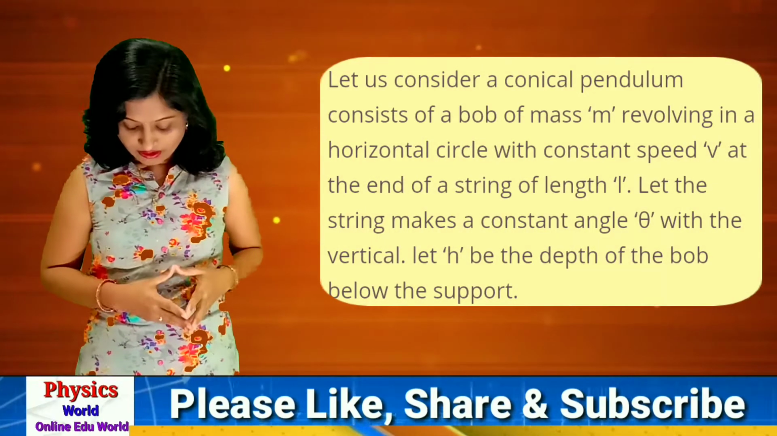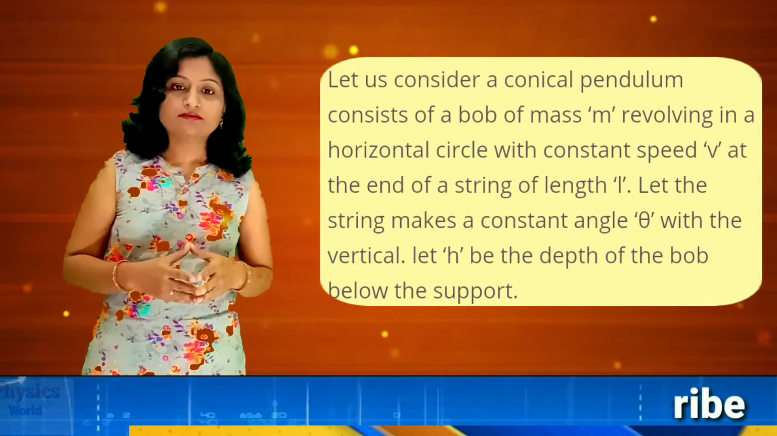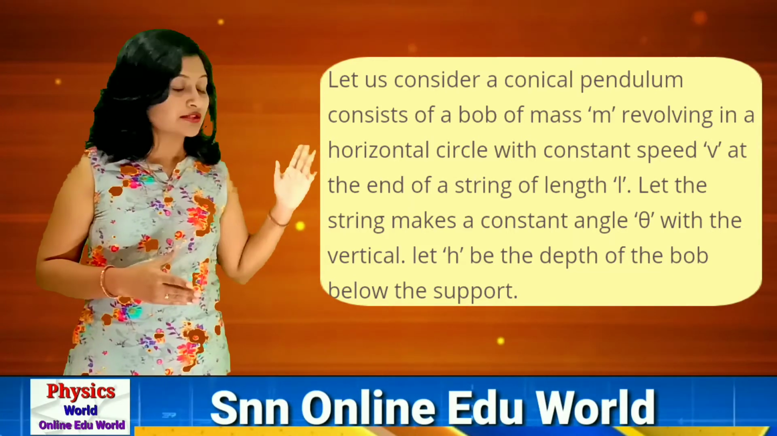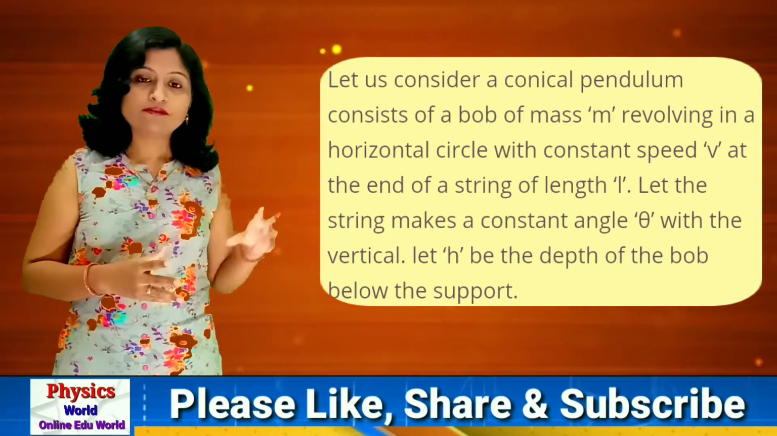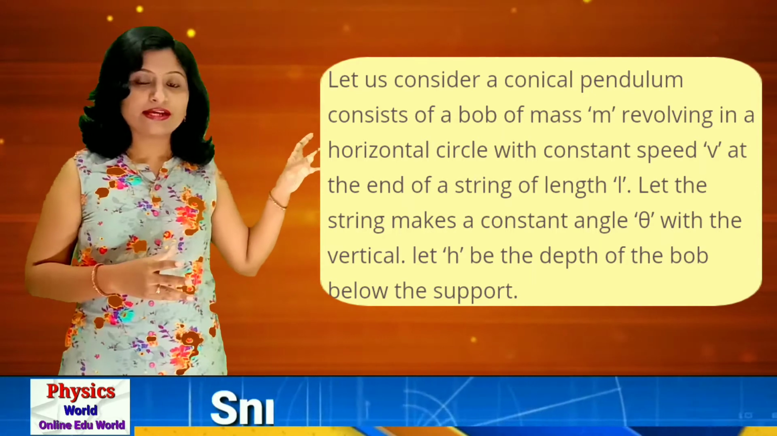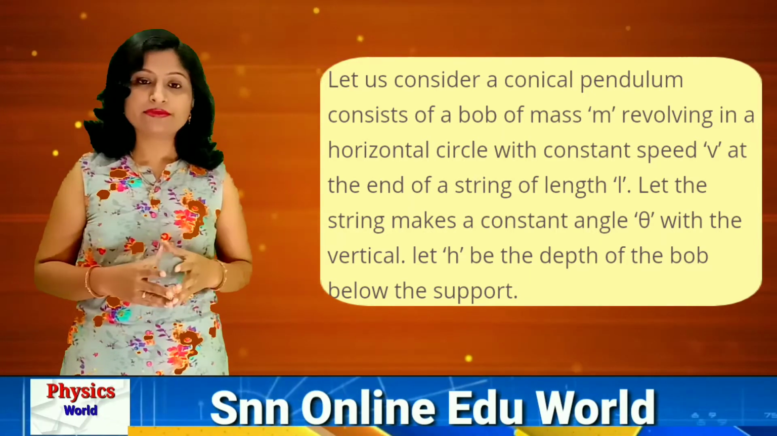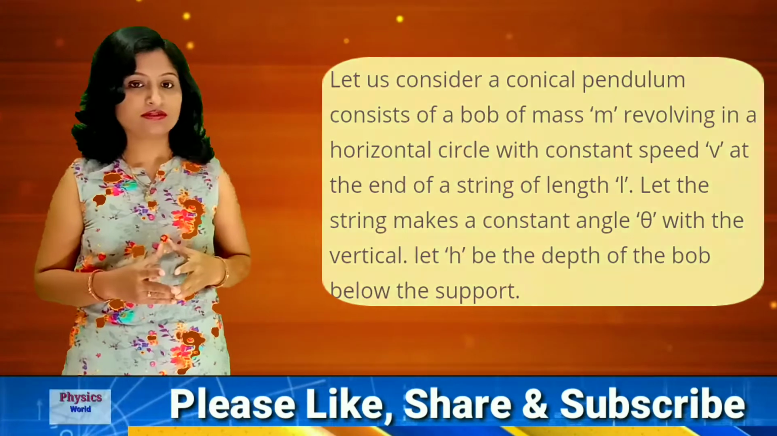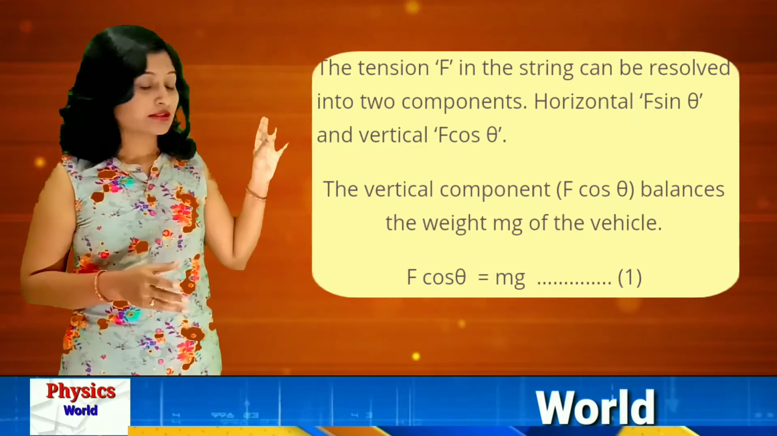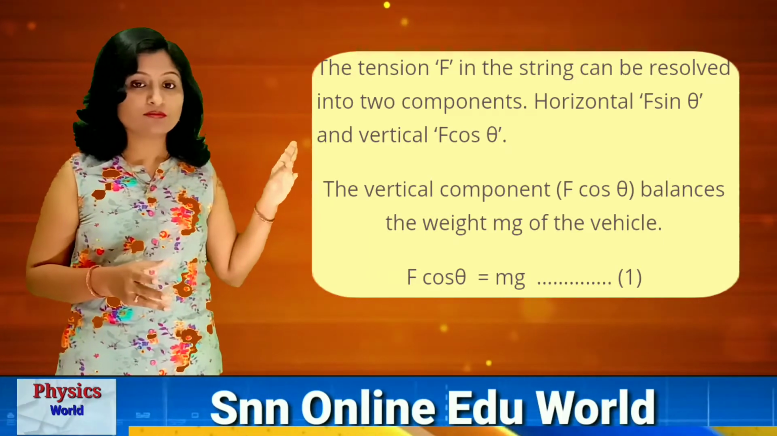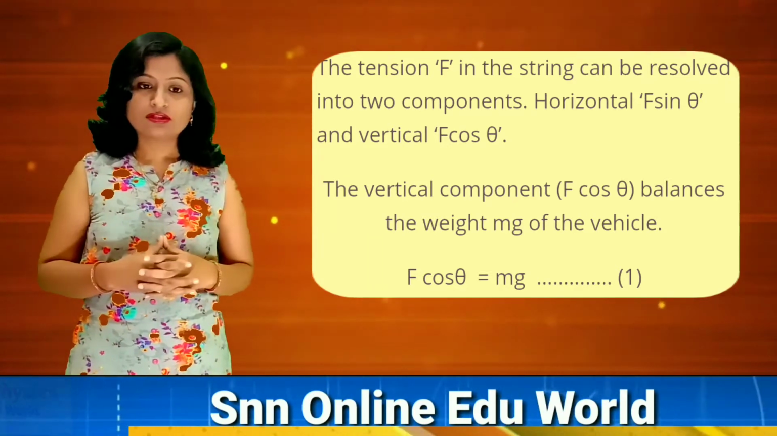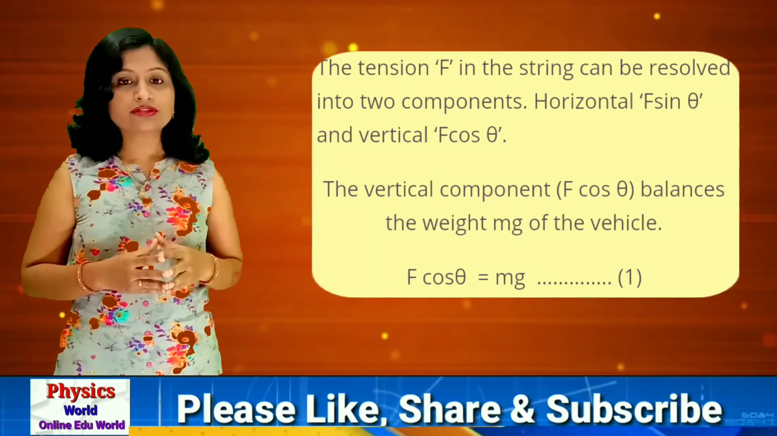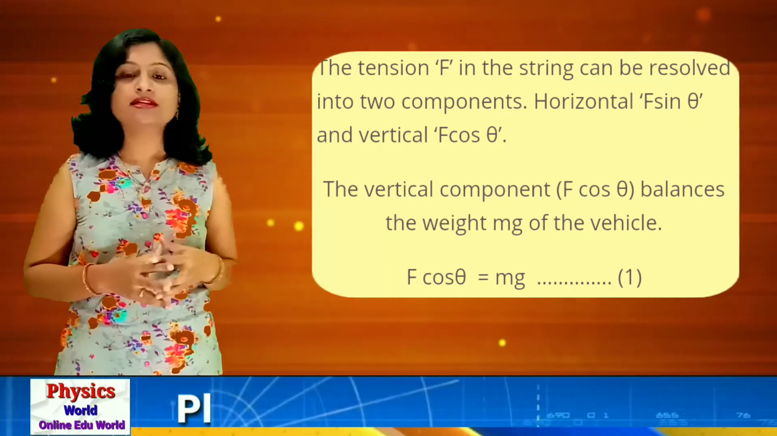Next we start with the expression for this conical pendulum. What we observe in the diagram, we will write here: what is L, what is theta, the mass m, the weight mg and its direction, and the force acting on it. Now the tension F can be resolved into two components as we discussed with the diagram: F sin theta and F cos theta. Horizontal is F sin theta and vertical is F cos theta.